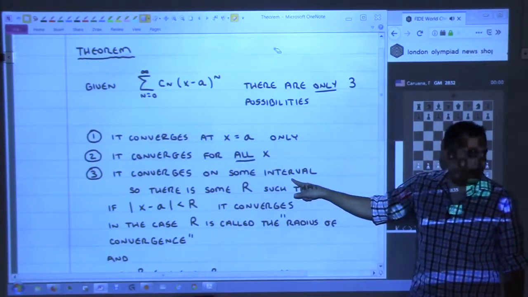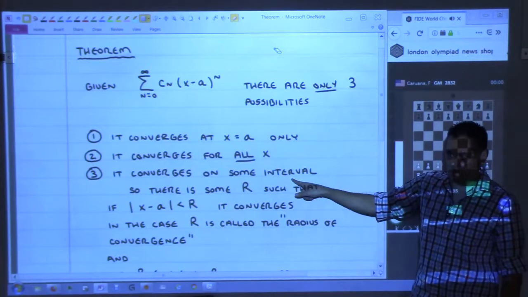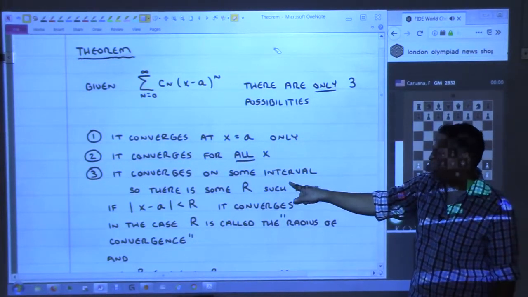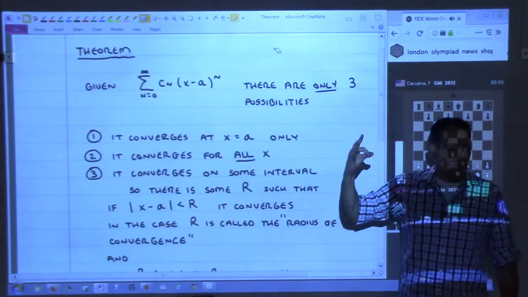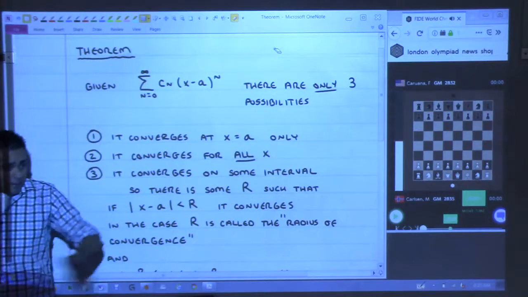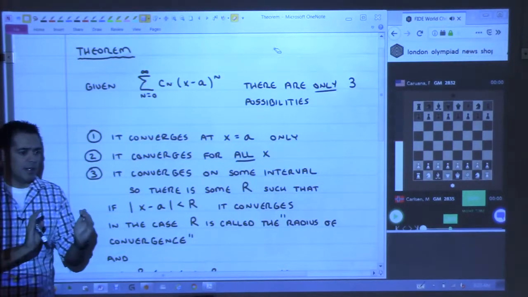Now, last class we did a problem where it converged on an interval. Yes? Right? We did that. I think it was the last example we did. Those are the only three possibilities. It converges at a single point, it converges everywhere, or it converges on a single interval.